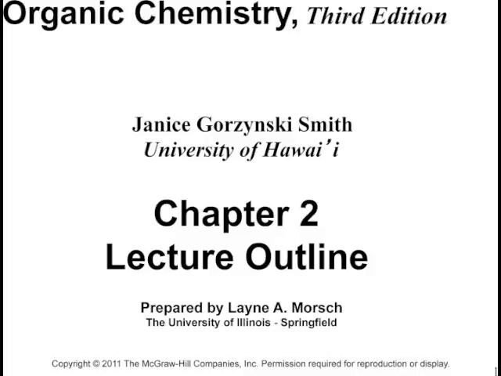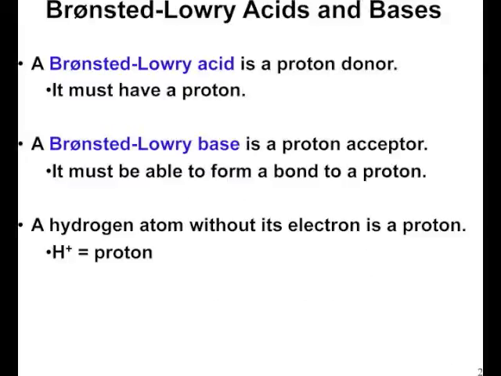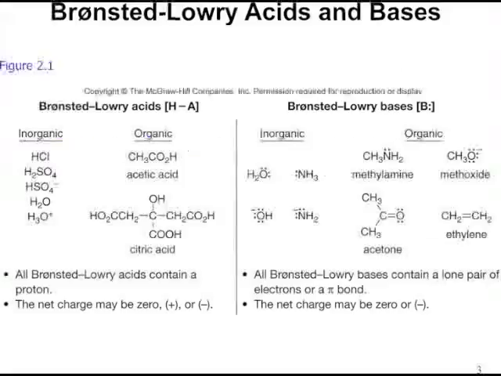Welcome to Chapter 2, in which the theory of acids and bases will be discussed. We start with Brønsted-Lowry acids and bases. Here, an acid is defined as a proton donor and a base is defined as a proton acceptor. A proton is a hydrogen atom without an electron.